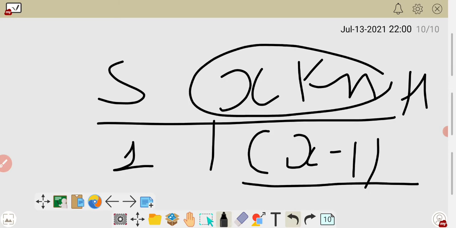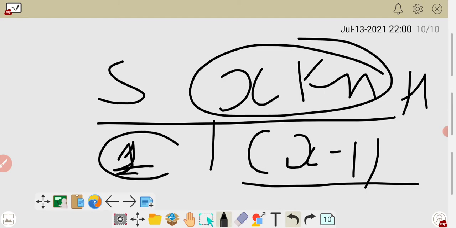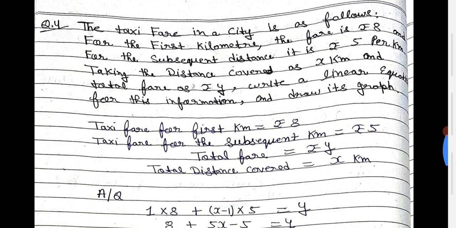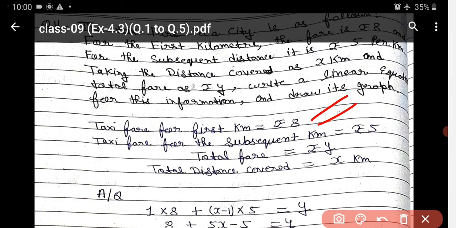But if you don't know the value, and you say the distance between them is x kilometers, then for the first kilometer you pay rupees 8, and for the remaining kilometers you pay rupees 5. So what is the remaining distance? That is x minus 1. Now just come to the question. Writing here: taxi fare for the first kilometer is rupees 8. If you are traveling 2 kilometers, for the first kilometer you pay rupees 8, and for the other kilometer rupees 5, meaning total 13 rupees you have to spend.